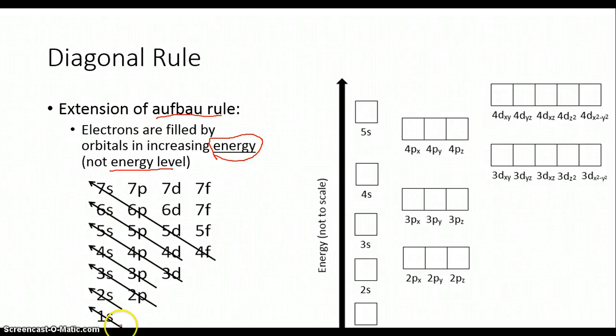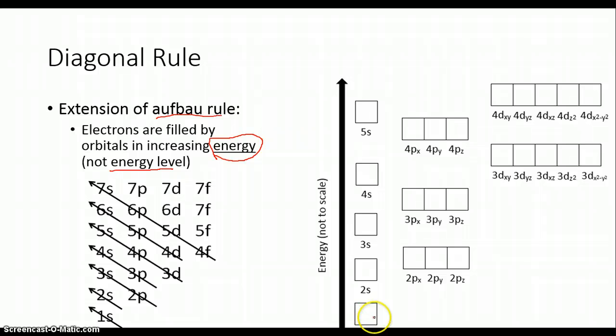Now this diagonal rule, if you kind of notice, it goes from the bottom right to the top left, and it goes 1s, 2s, and then you continue to follow the little arrows. So once you're done with the arrow, come back around and start the next arrow, 2p, 3s. After this arrow, you come back around and go to the next arrow, 3p, 4s, and after the 4s, you come back around to 3d, 4p, 5s, 4d, 5p, 6s, 4f, 5d, 6p, 7s. And again, that's what you'll see over here.